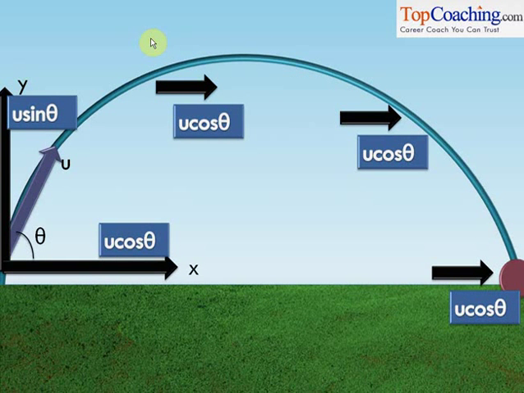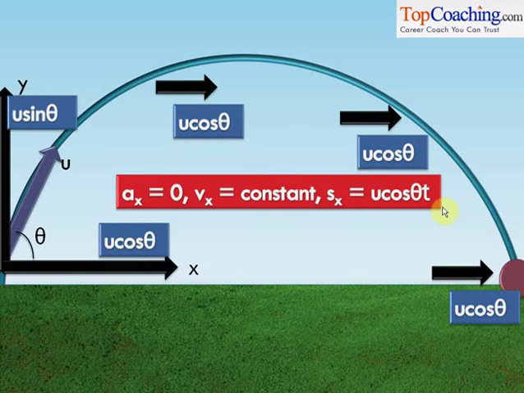The reason for this is that there is no acceleration along the x-axis. So why should the velocity change along the x-axis? It doesn't change. So this is one very important fact that you must remember. The horizontal component of the velocity of a projectile does not change. It always remains u cos theta, where u is the initial velocity of the projectile.